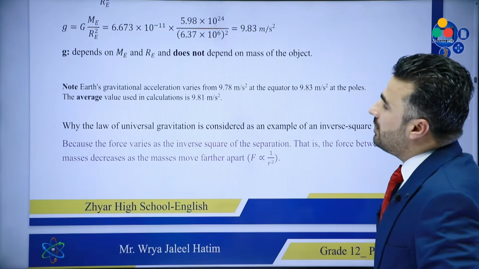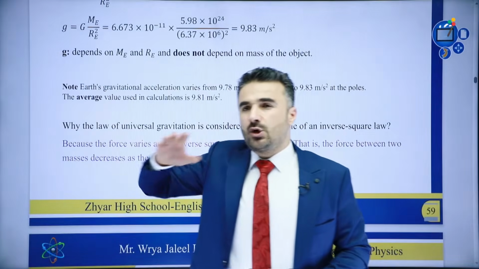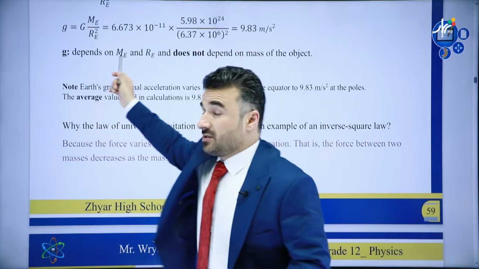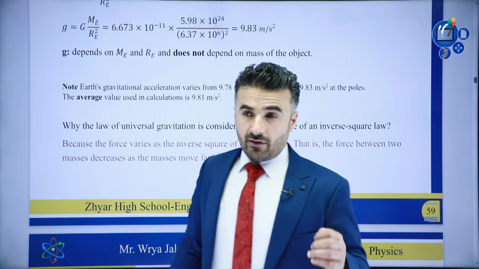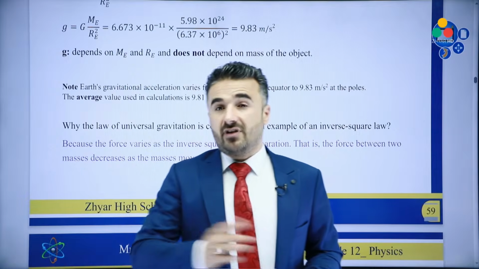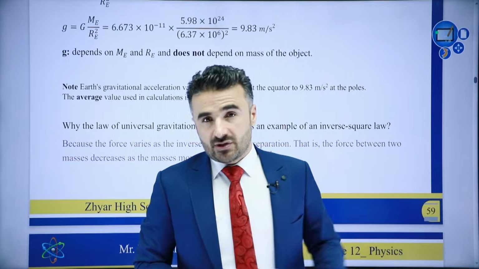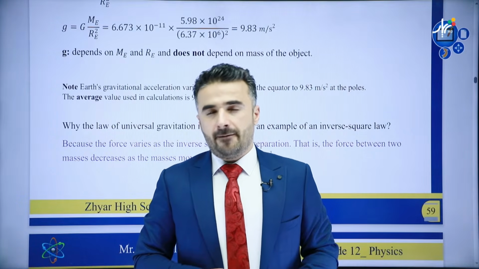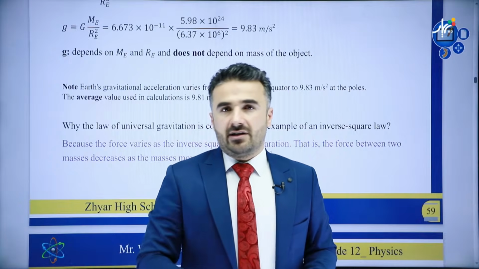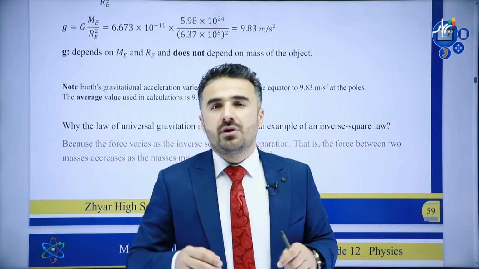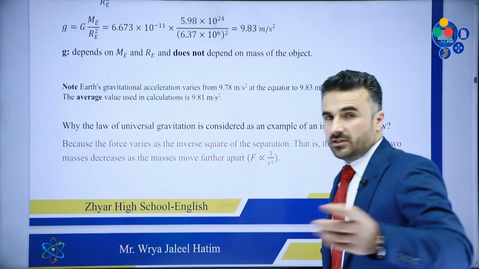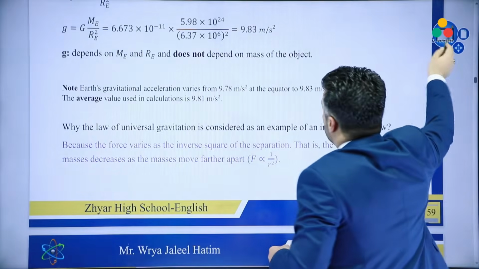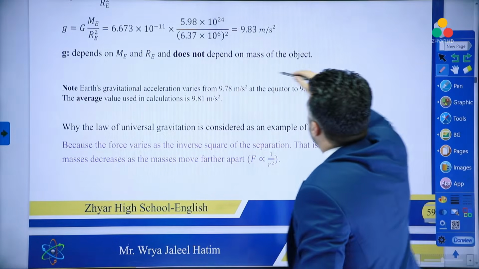Now, basically we can say gravitational acceleration of free-fall objects depends on what? It depends on the mass of the Earth and the radius of the Earth. So if we want to find the gravitational acceleration of any object on any planet, of course it depends on the mass of the planet, whether it is Earth, Mars, Jupiter, whatever the planet is, and also the radius of the planet, not the mass of the object. So remember, it depends on the mass of the planet and the radius of the planet. It does not depend on the mass of the object.